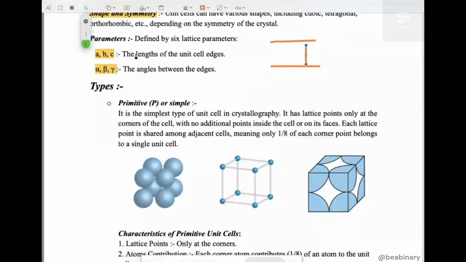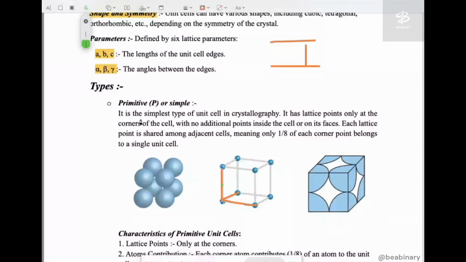So the length of the unit cell edges, how long and how short they are, is known as A, B, and C. If you can see here, this is suppose A, this one is suppose B, and this one is C. Got it? So A, B, and C.